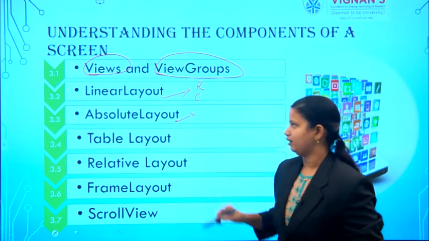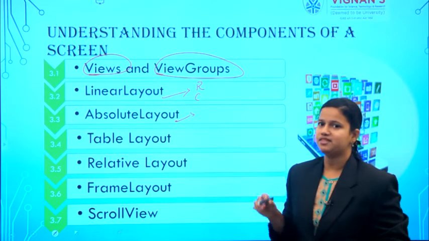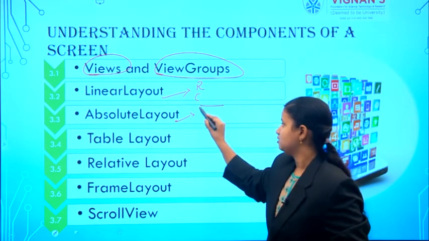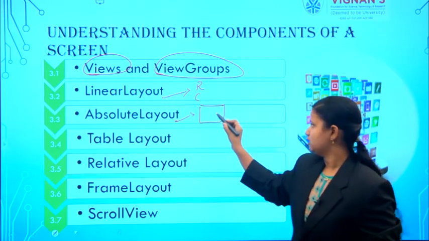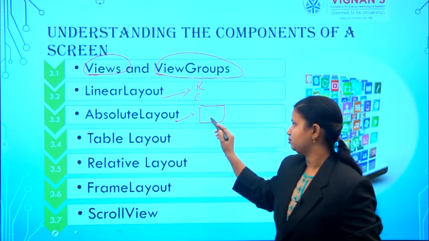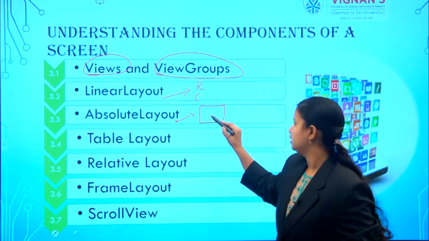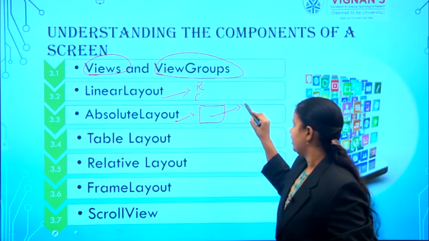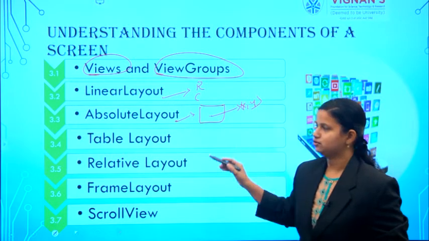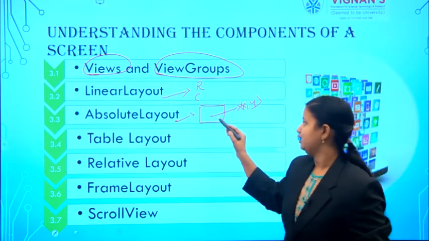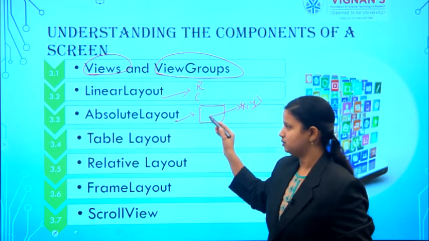And absolute layout. When we specify an absolute position on your screen, only then do we place the corresponding view group elements. For example, this is my corresponding position. You have to specify the x and y coordinates of this particular position so that you can allocate any one of the view group objects to this place.